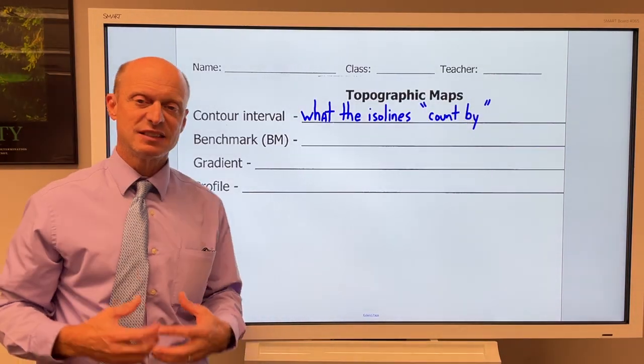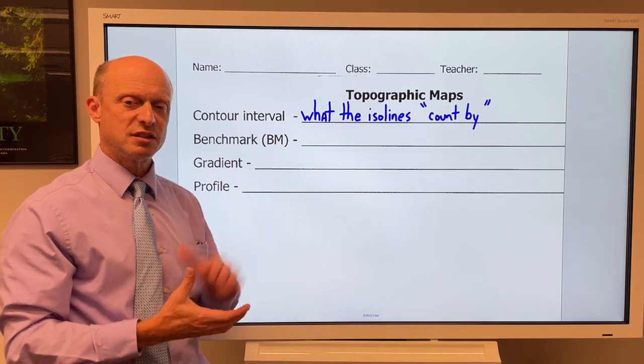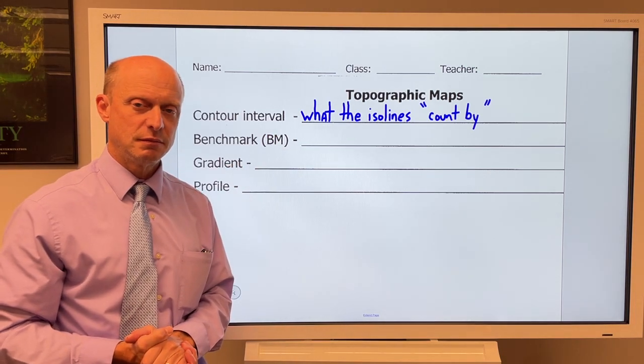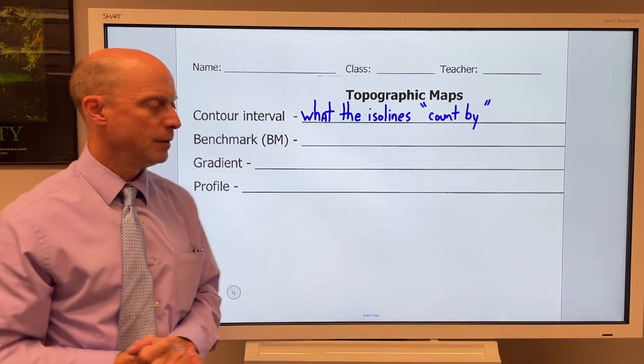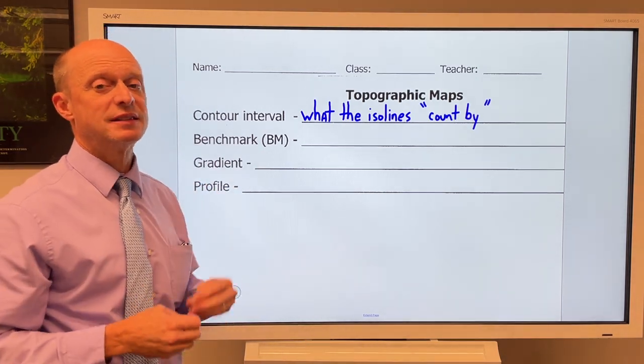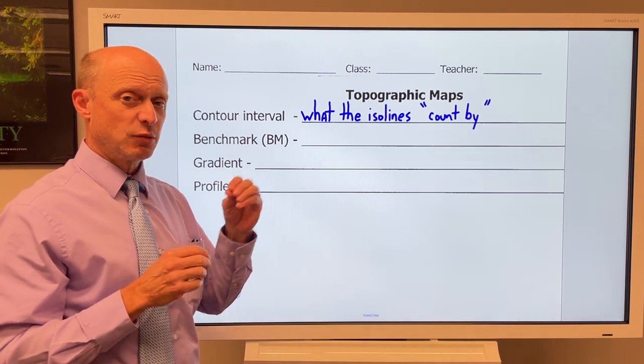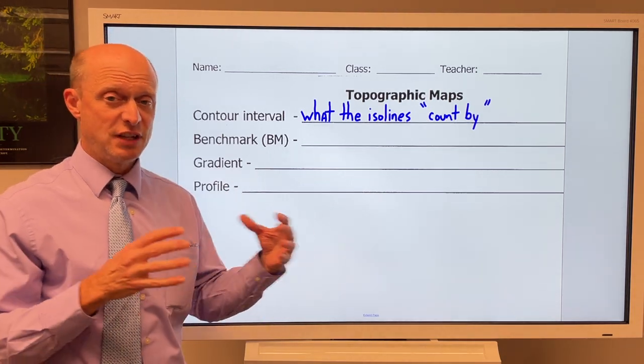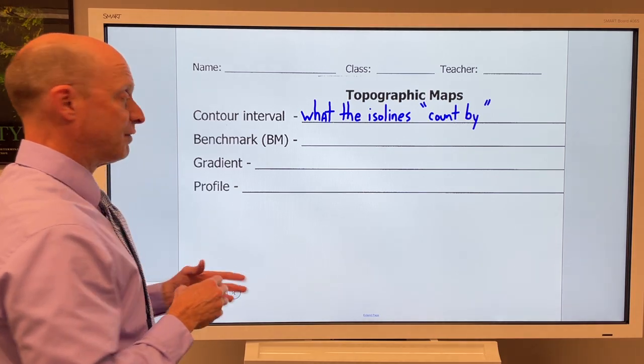Some basic things, not a huge amount of definitions, but pause this and copy this down now, please. If those are contour lines, the contour intervals are what the lines count by. What each one of those brown lines counts by varies. Different maps have different contour intervals.